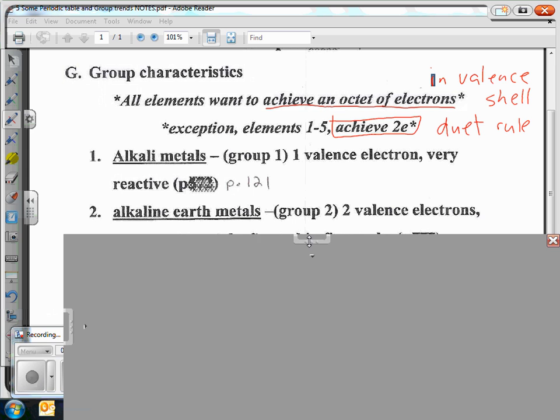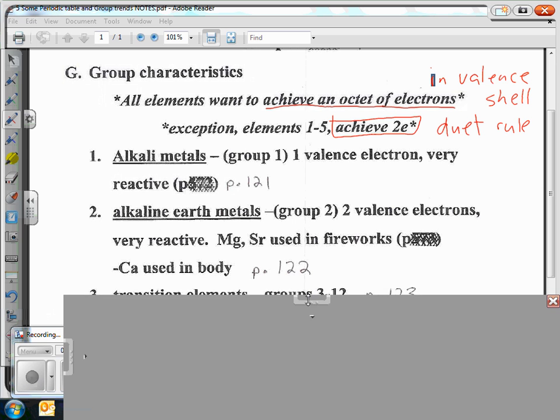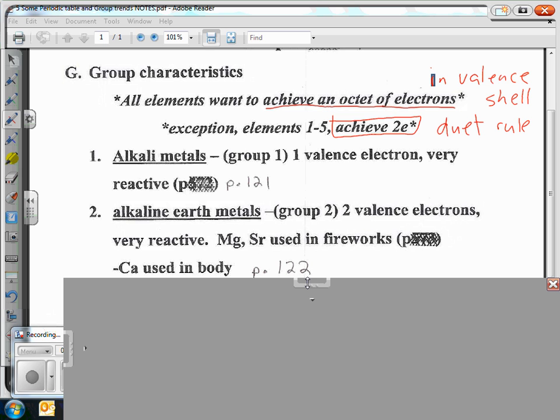Okay, so then we have the next group, alkaline earth metals, which is group 2. These have 2 valence electrons in their outer energy level. You guys knew that already, right? Yeah, sure. So these are also very reactive. And we'll find out next chapter why they're so reactive. The way that they achieve an octet is they actually give electrons away, which knocks them down to the next energy level, in which then they have an octet. We'll talk about that all later.